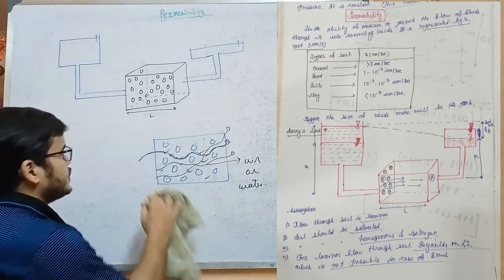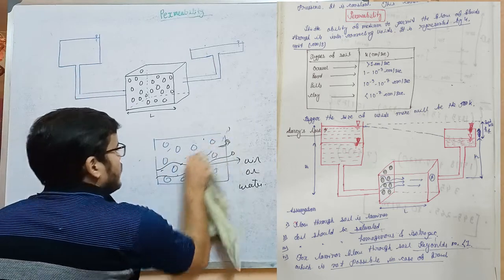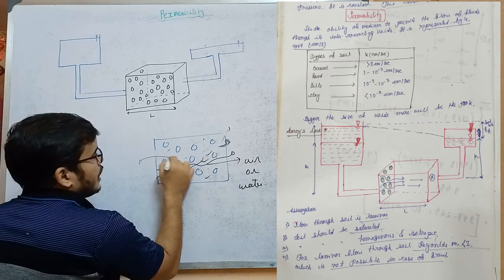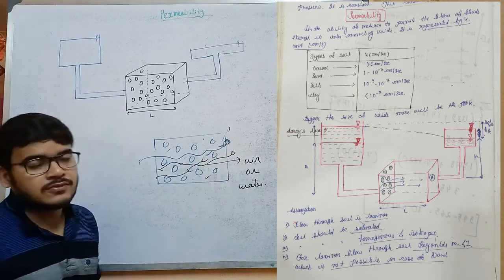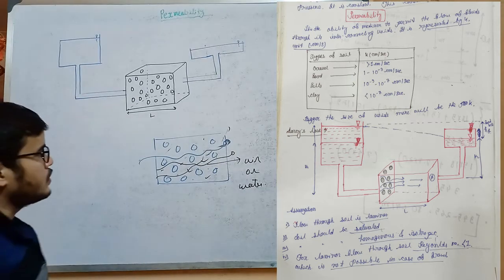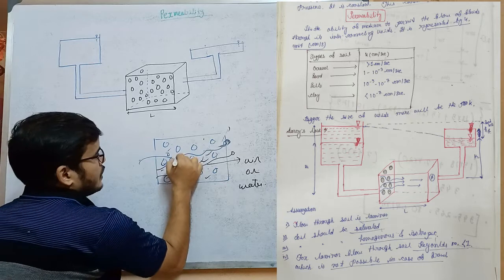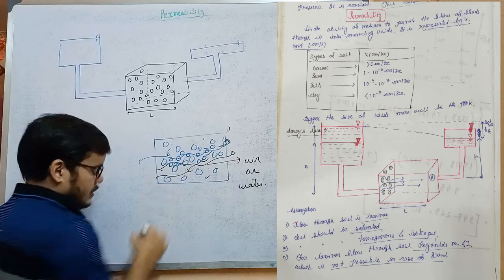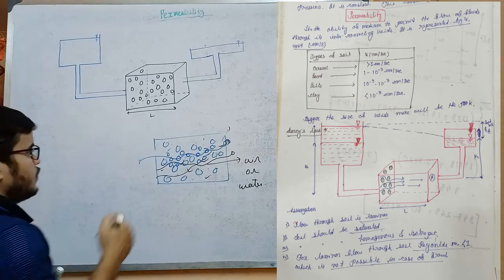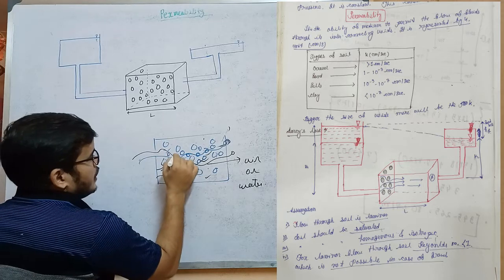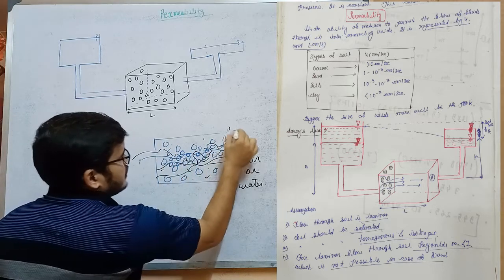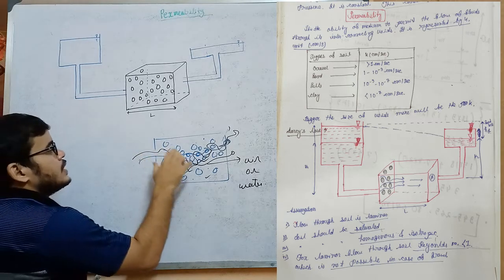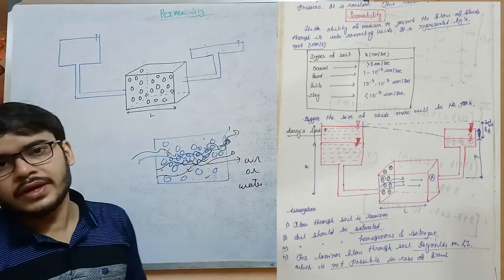So now you can understand that if the size of the voids is bigger, then the ability of the soil to permit the flow of fluid will be higher. If the voids are very small, then when a fluid starts flowing, it will get much more resistance in comparison to the previous case. So the ability will be lesser in case of small void size.